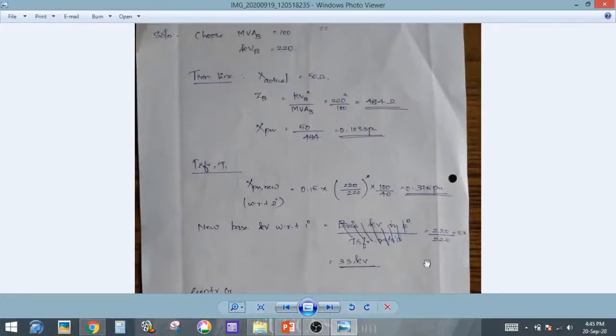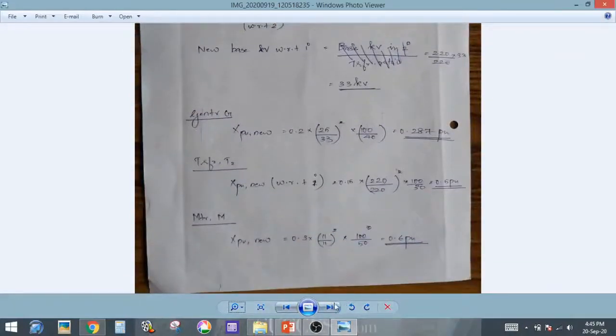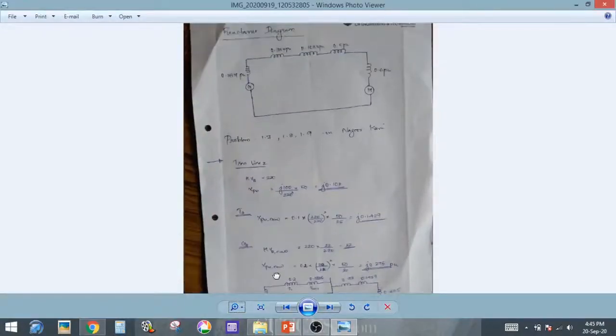And again we are doing the calculation. The formula is the same that I have mentioned. And finally a reactance diagram is drawn.